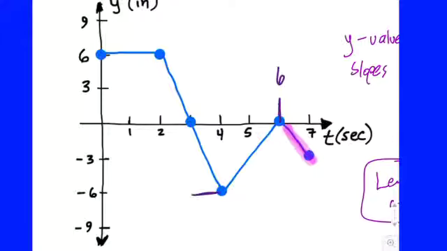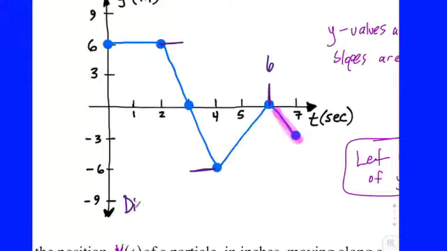From 2 to 4, it travels in the negative direction. How far? 12. Yes, that'll work. So the distance, I'm going to do the work here. We go from positive 6 down to negative 6. So if you just want to write 12, that's fine. If you want to show negative 6 minus 6, and then take the absolute value of it, that's fine.